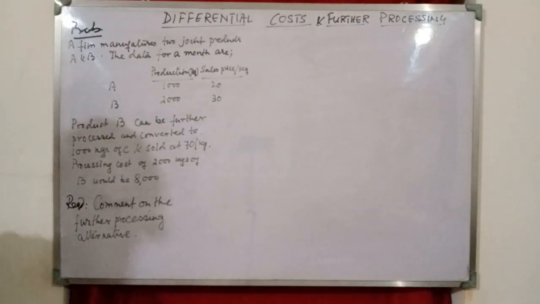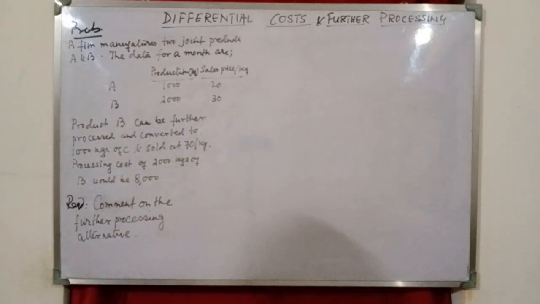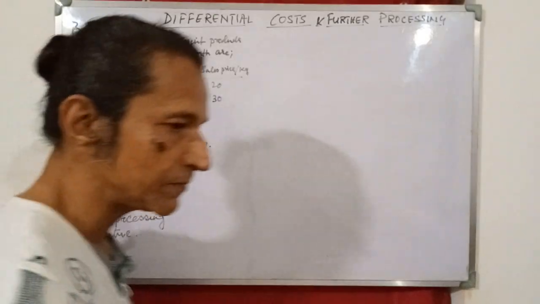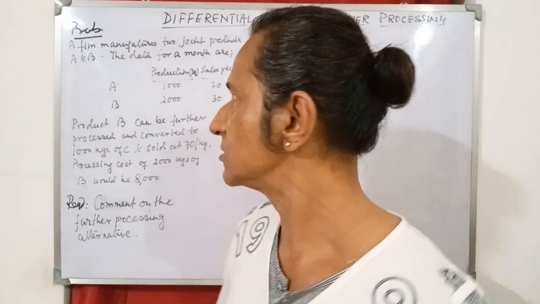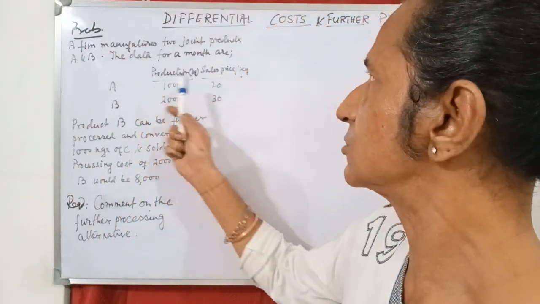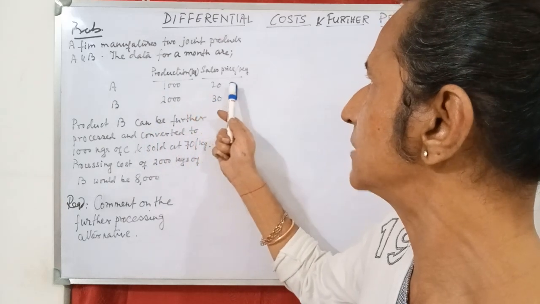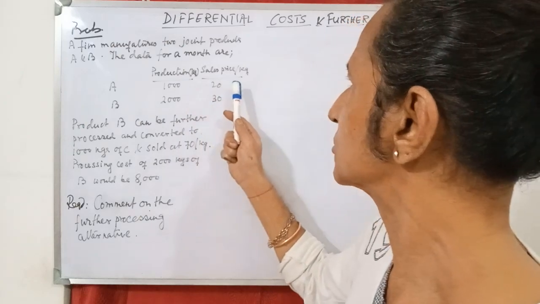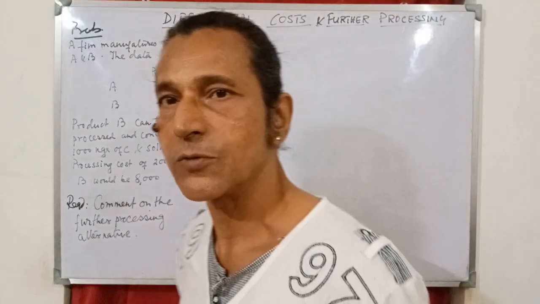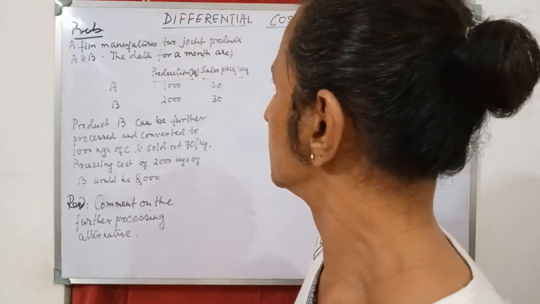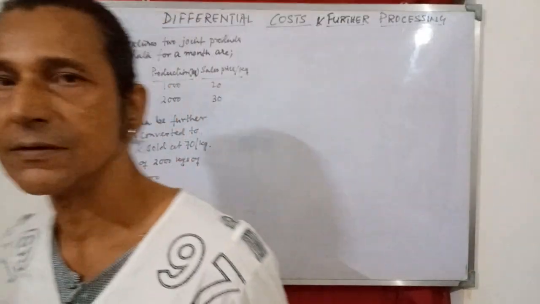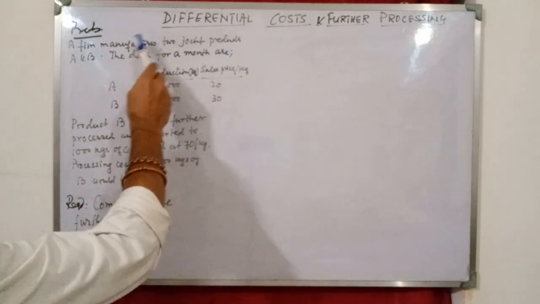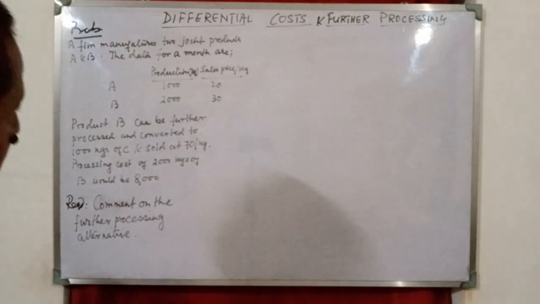I have taken one numerical problem where a firm produces two products, product A and B. Product A is produced 1000 kgs and sold at a price of 20 per kg, and product B is produced 2000 kgs and sold at the rate of 30 per kg. These data are for a particular month.